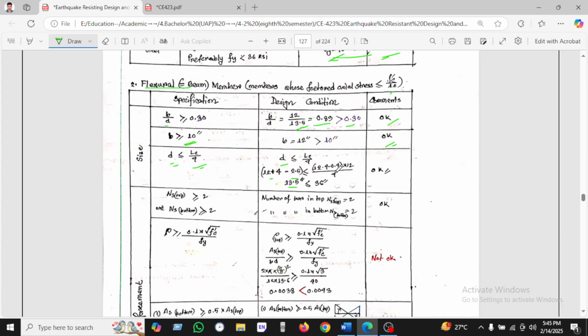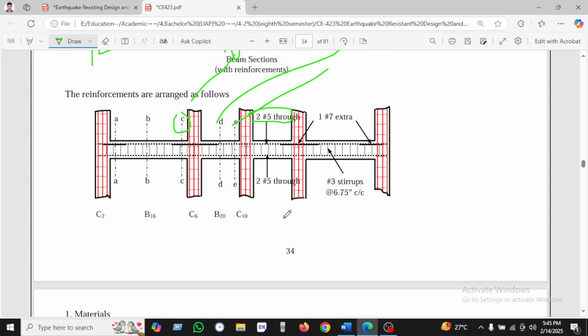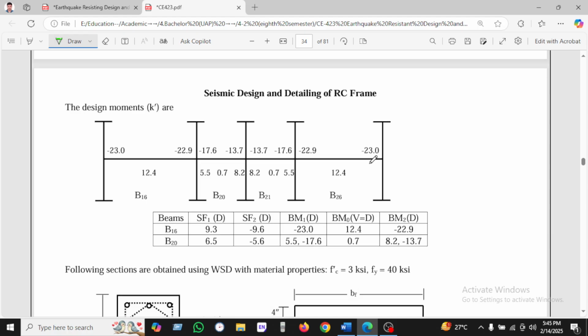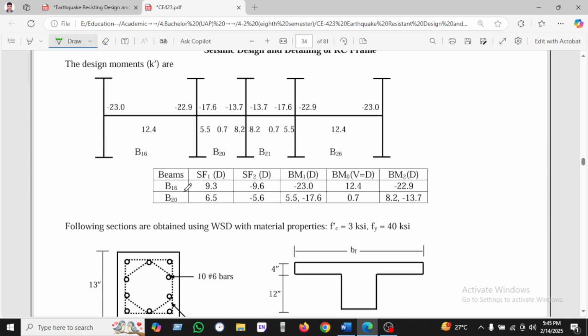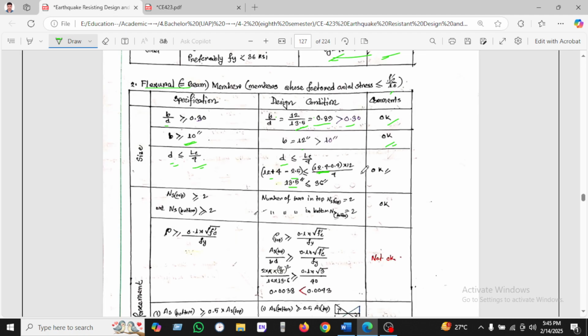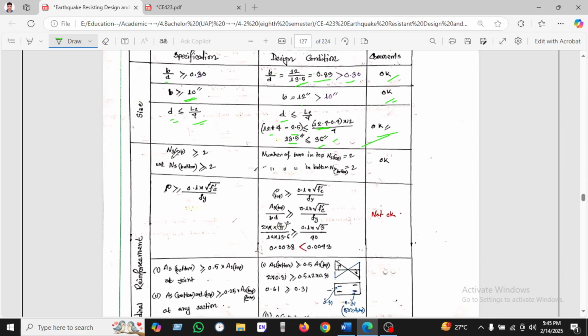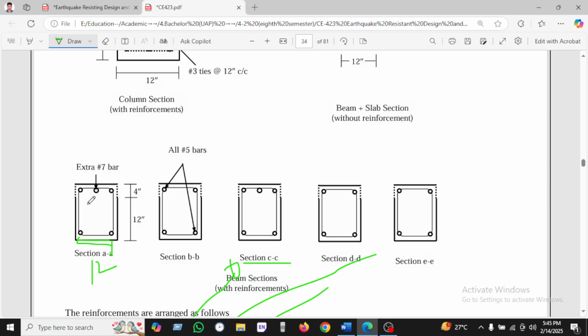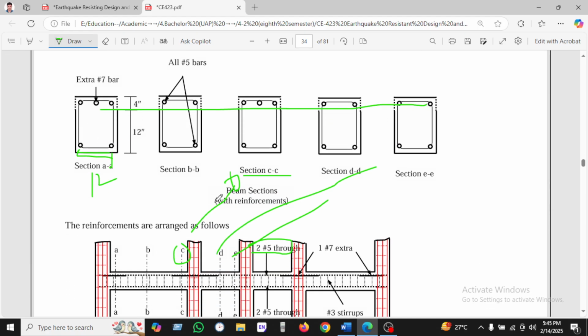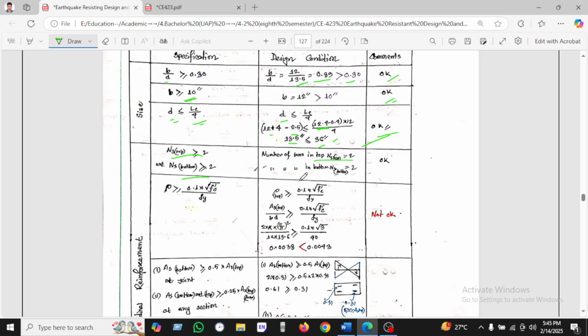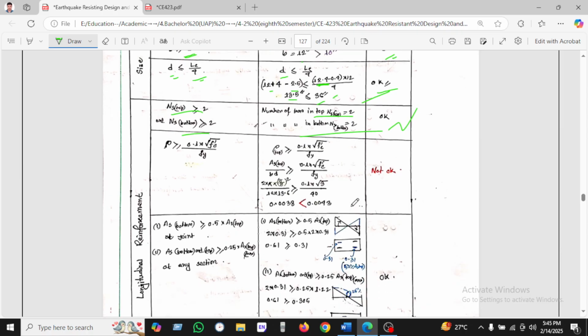LC is 12.5 minus 4, into 12. This is the total length we have been seeing here, divided by 4, and compared with 36, which is given, so it is also okay. Then the number of top bars we have used: the specification is greater than 2. We have seen the number of top bars is 2 and the bottom bars also 2. So these are also okay.